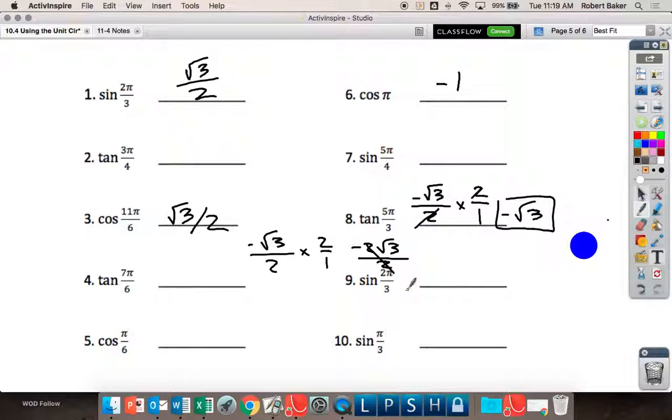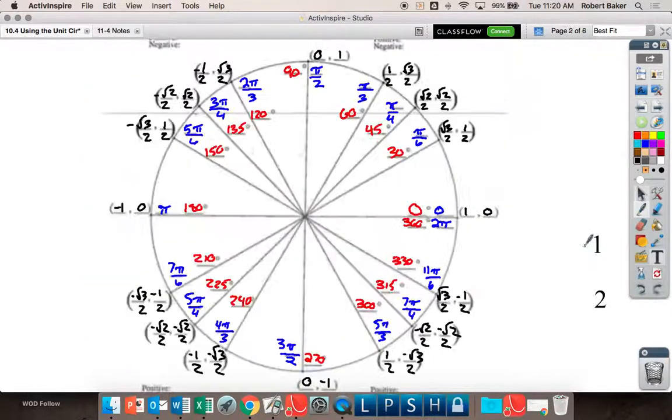Yes. So that's number 8. Why do you want to flip it? Because I can divide by 1/2, or you can multiply by the reciprocal. So multiplying by the reciprocal is easier. I want to do one more tangent. Number 2. Number 2 is the tangent of 3 pi over 4.